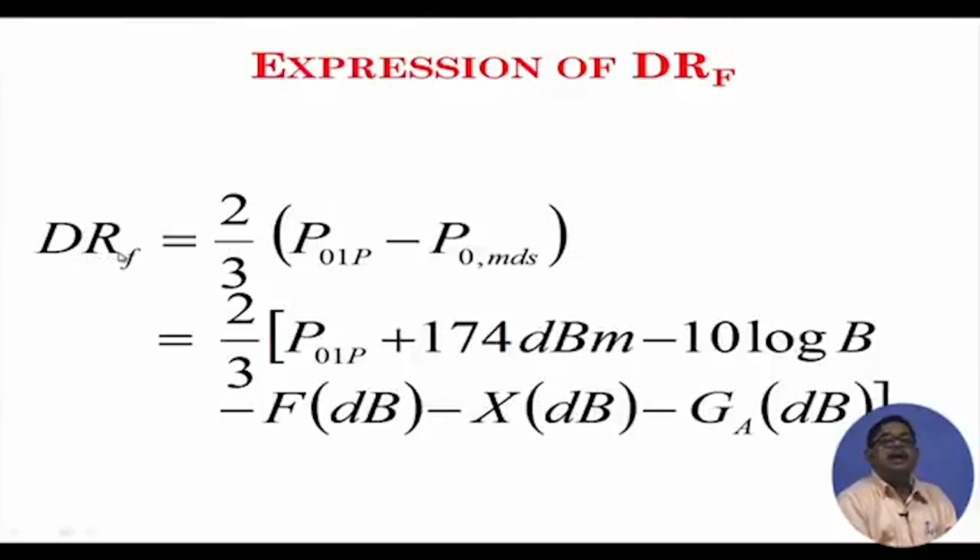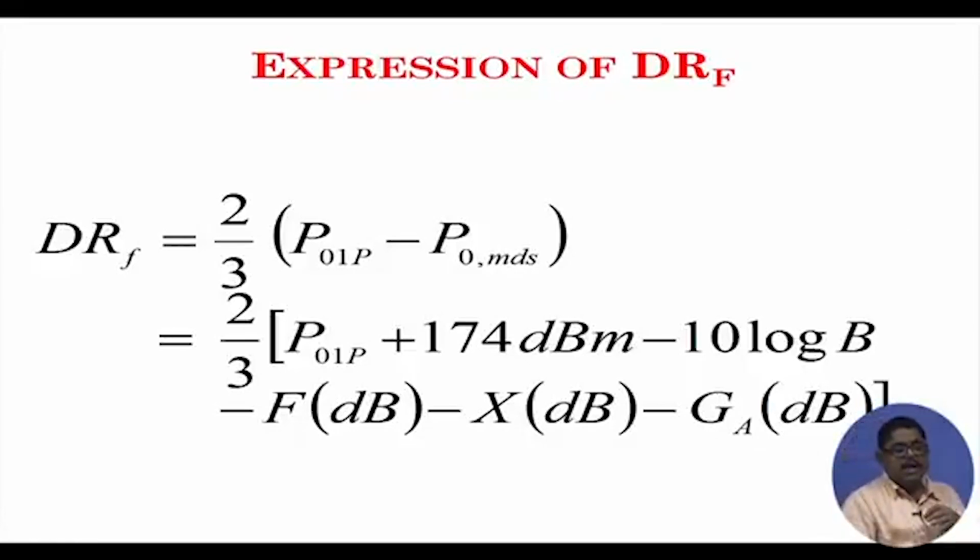called spurious free dynamic range. So, my actual dynamic range is not this. Previously, we have given the definition of output dynamic range as the 1 dB gain compression point minus POMDS. But DRF, we are saying, is here, and we have an expression for POIP, then this POMDS, for which we have already derived the expression, minus 174 plus all those. So, if in any system POIP is specified, I can find the spurious free dynamic range. Usually this spurious free dynamic range is smaller than the dynamic range for a single tone system.